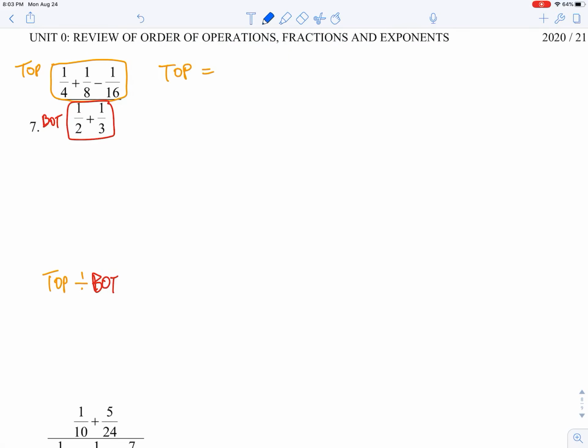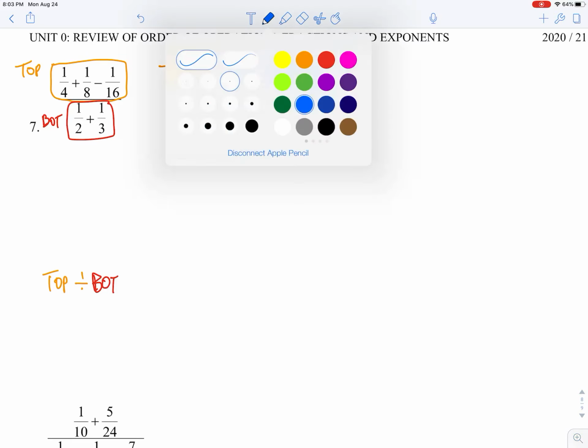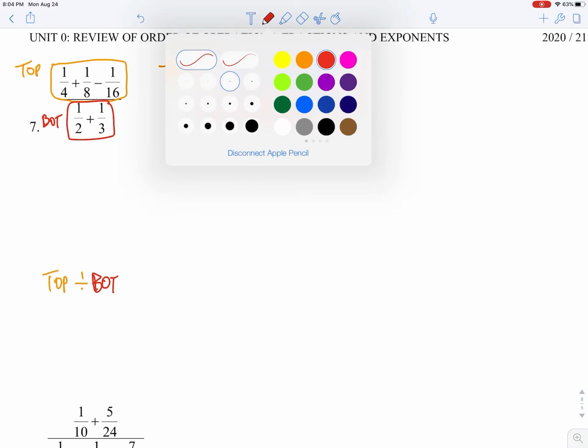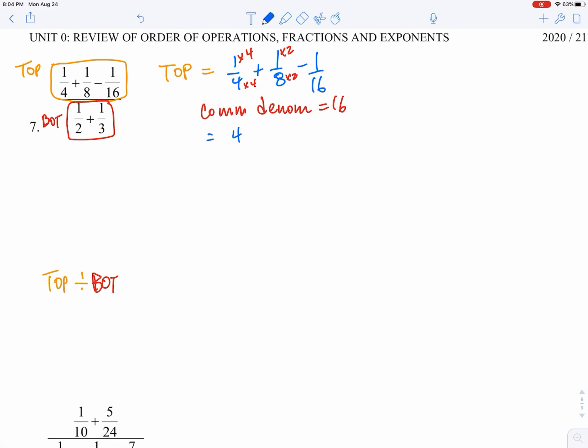Okay, for the top, I got 1/4 plus 1/8 minus 1/16. So the common denominator is going to be 16. Times 4, times 4, times 2, times 2. So for this one, I get 4 over 16 plus 2 over 16 minus 1 over 16. 6 over 16 minus 1 is 5 over 16. So the top equals 5 over 16.